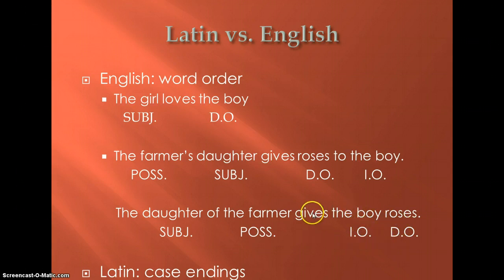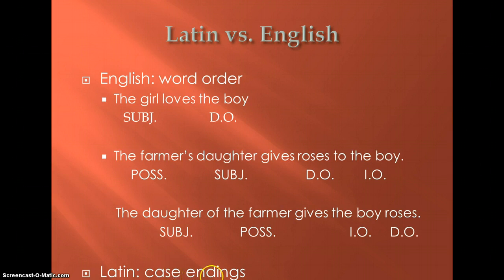Again, ask your questions of the verb. What is she giving? Roses. To whom is she giving the roses? The boy. So he's still our indirect object. Roses are still our direct object. This kind of option on how you express this sentence isn't even possible in Latin, because Latin doesn't rely on word order to tell you the function of the nouns.